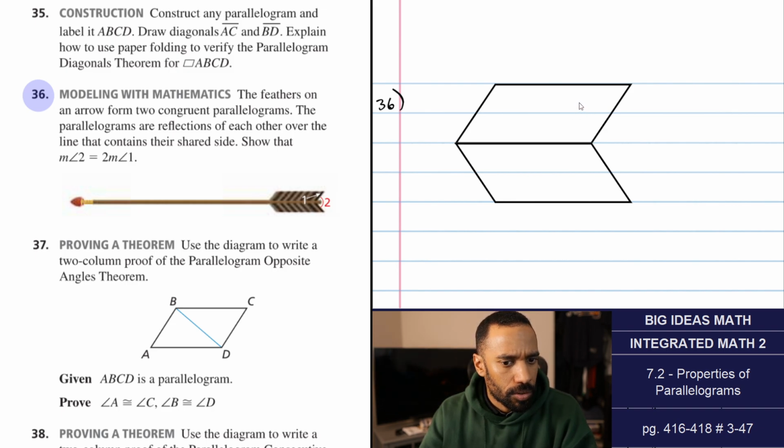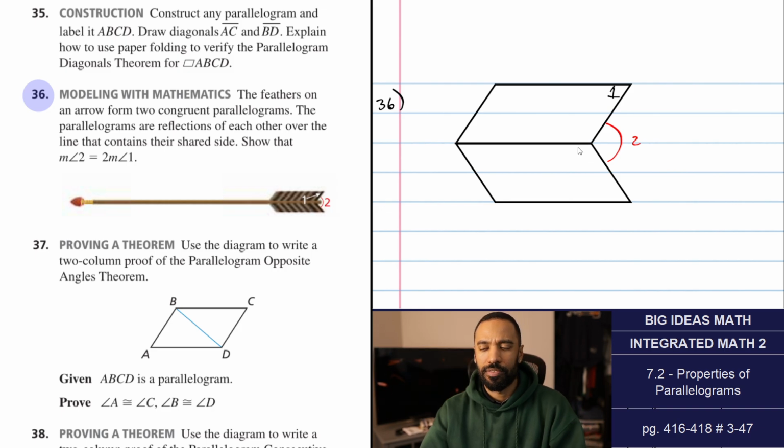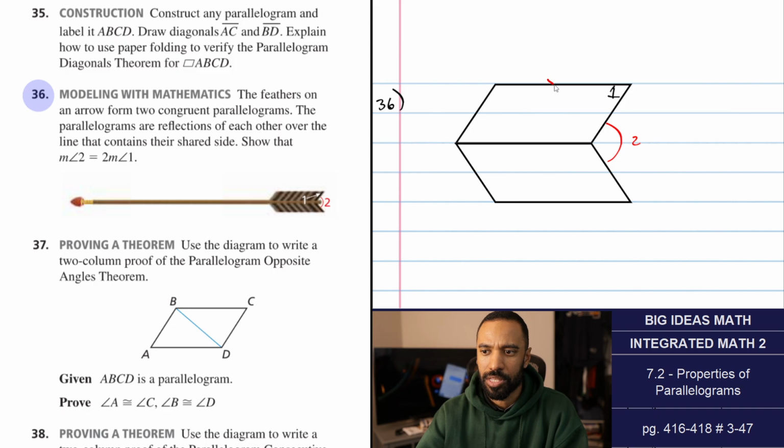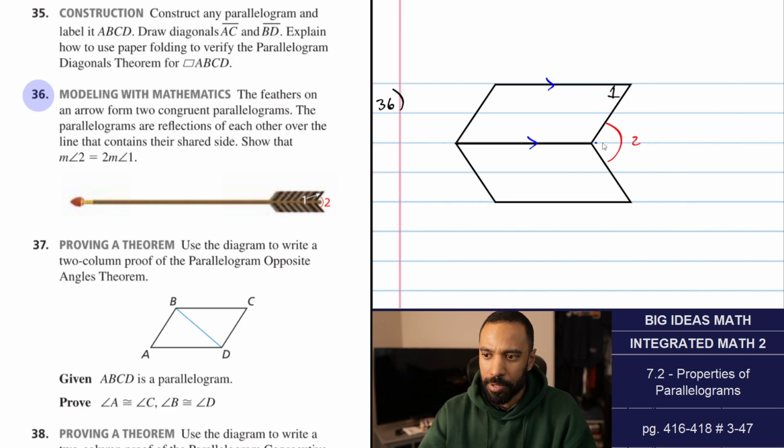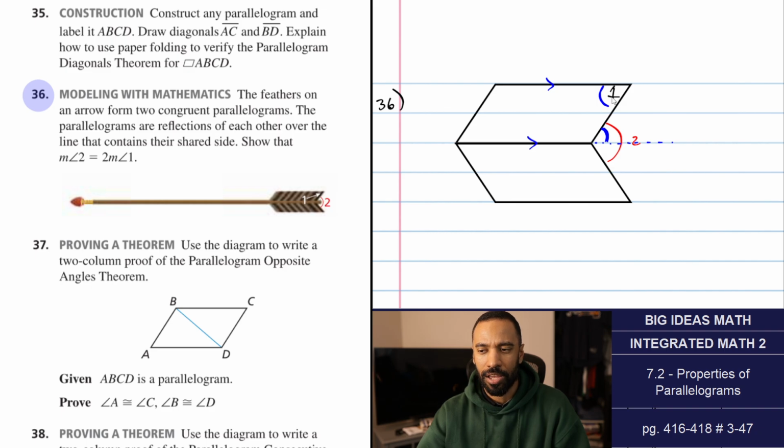Where's one? I think one is this guy. Yeah, this is weird to write with now. And then 2 is this guy right here, that whole thing. So show that measure of angle 2 is twice that of measure of angle 1. Well, here's the thing. These are parallelograms, so that means these are parallel to each other here. And if these are parallel, then, and I'm going to draw a dotted line right here, 1 and this part are congruent to each other. And that guy's half of 2. These are alternate interior angles right here.